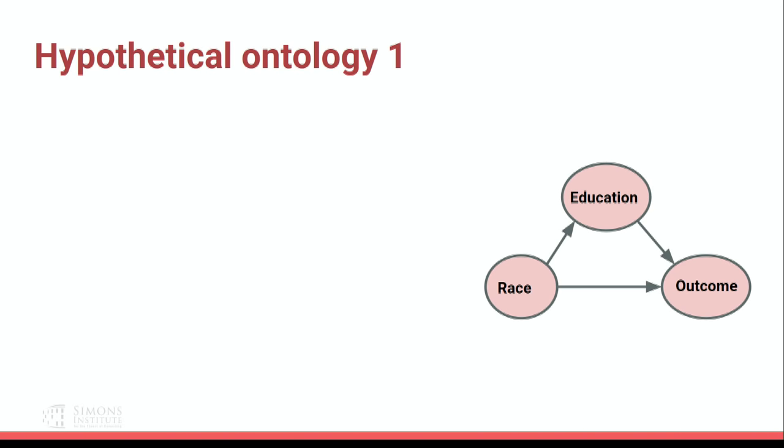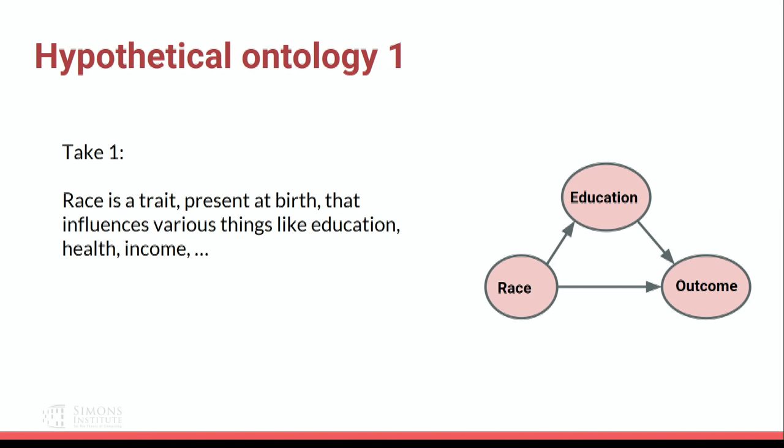It's basically the way it's typically drawn in a technical paper on race and discrimination. You would conceptualize race as a source node, something that doesn't have any incoming arrows. What that means is you say, well, race is a trait that's present at birth, and that influences various things like education, health, income, throughout life. And as you go through life as an individual of a certain race, things happen to you. You have different access to opportunity. You have a different educational outcome, and so on. And so people draw it that way. And that's a typical way that people might go about it in technical papers.